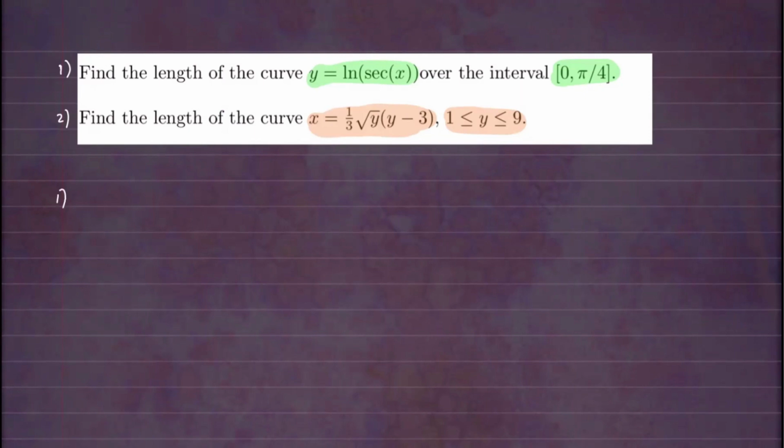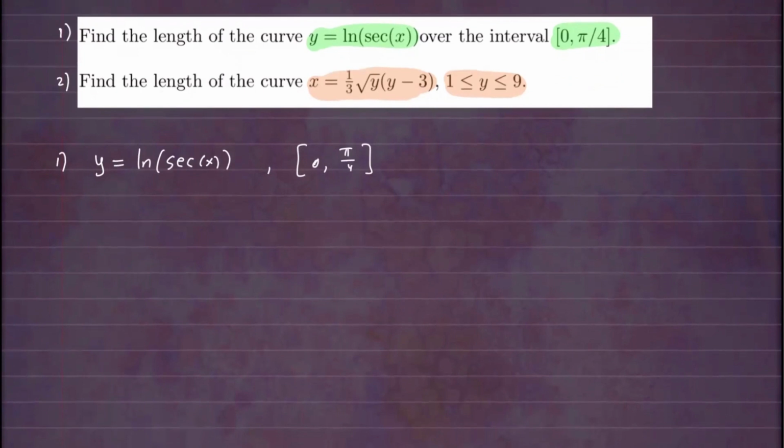For number one, our curve y is given as ln of secant of x, and we're going to find the length over the interval from 0 to pi over 4. So we want to know the length of the curve on that given interval. We're going to use the first formula I illustrated earlier. The length is the integral from a to b of the square root of 1 plus (dy/dx) squared. So you find the derivative with respect to x, square it, add 1 to it, take the square root, and then set up the integral.